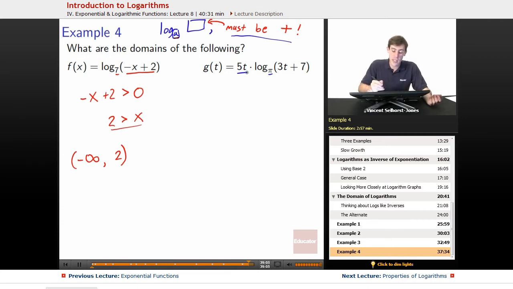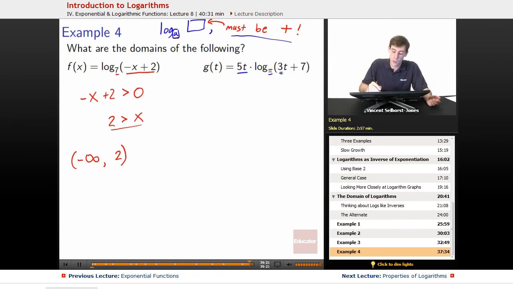We look at the 5t part, we might get worried, oh, is the 5t going to interact with it? 5t times log pi, 5t is really in its own world. It's doing its own thing. 5 times t, we can do that for any number. We can multiply 5 times any number, so its domain is anything at all. It's not going to actually get in our way.